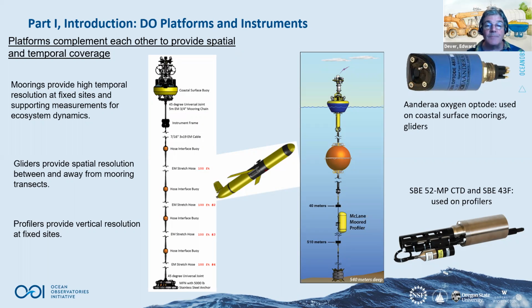The Aanderaa oxygen optode is used on coastal surface moorings and gliders. It's relatively small, about the size of a pill bottle, so that's one of the reasons it's used on gliders. The Sea-Bird, shown on the bottom there, is the Sea-Bird moored profiler CTD, and the Sea-Bird 43F, which is the oxygen sensor we use on profilers. The reason we use the Sea-Bird 43F on profilers is because it has a faster response than the Aanderaa oxygen optode. So as the profiler is traveling up and down, it can respond quickly enough to that profiler movement.